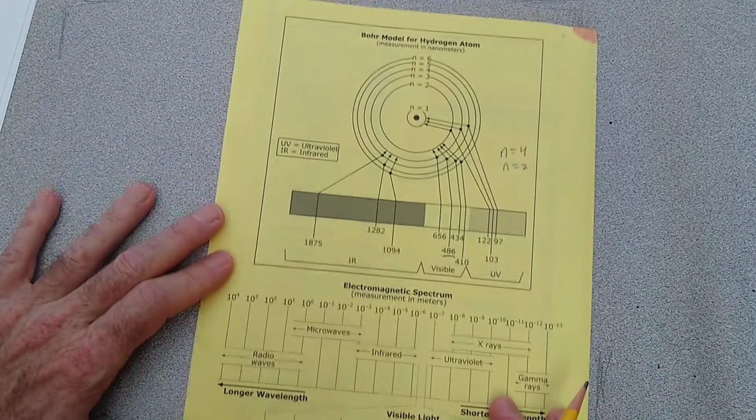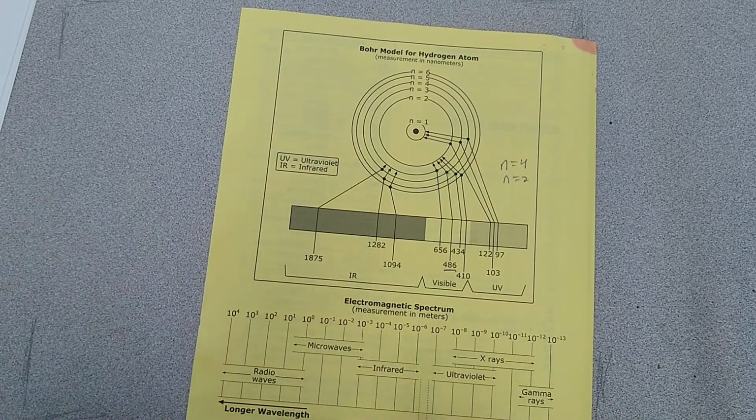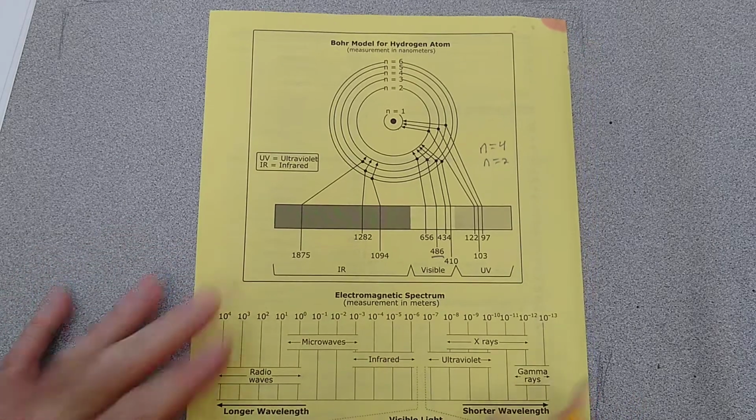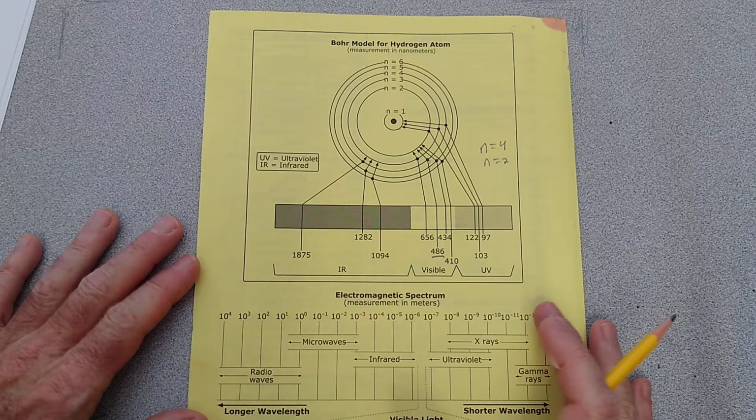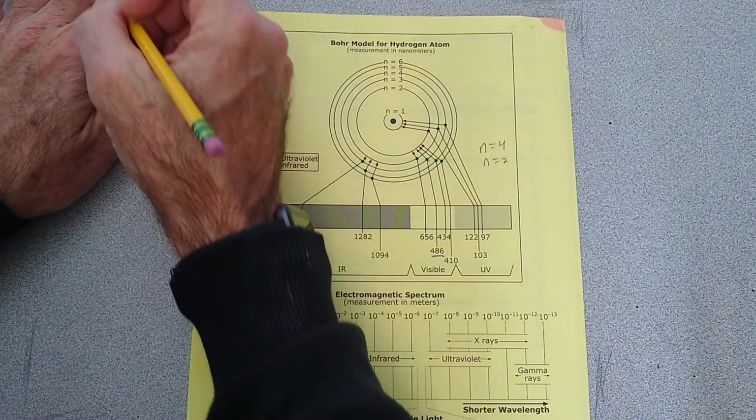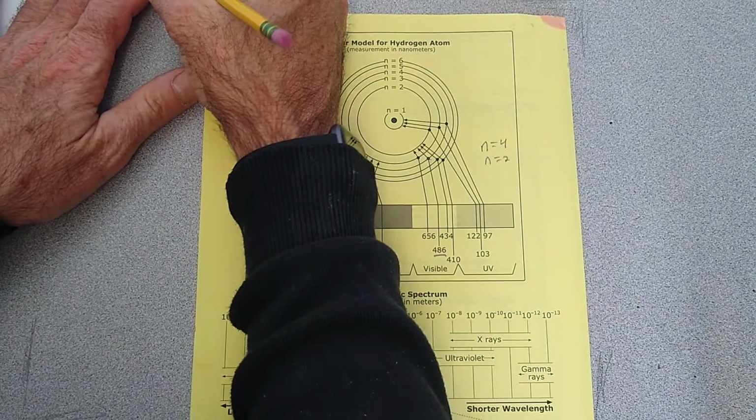So now looking at this, I'm going to ask you, what color of light would be given off from an electron that fell from energy level 6 to energy level 2? All right, and you would write down that color for your answer. Energy level 6 to energy level 2.